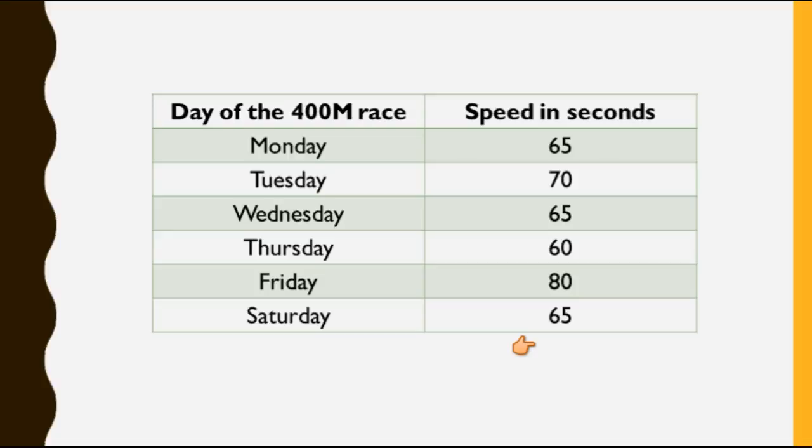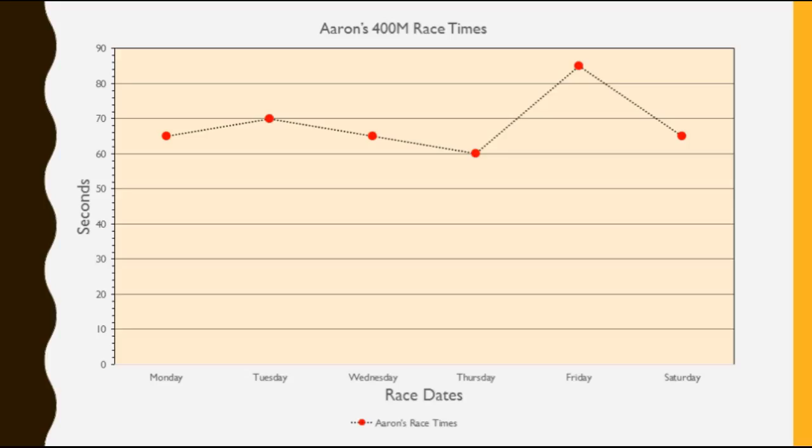And then we wanted to see over time, was he getting better? Was he getting worse? So let's take a look. Okay, so here is our title, Aaron's 400-meter race times. And then over here on the vertical axis, this title is seconds.